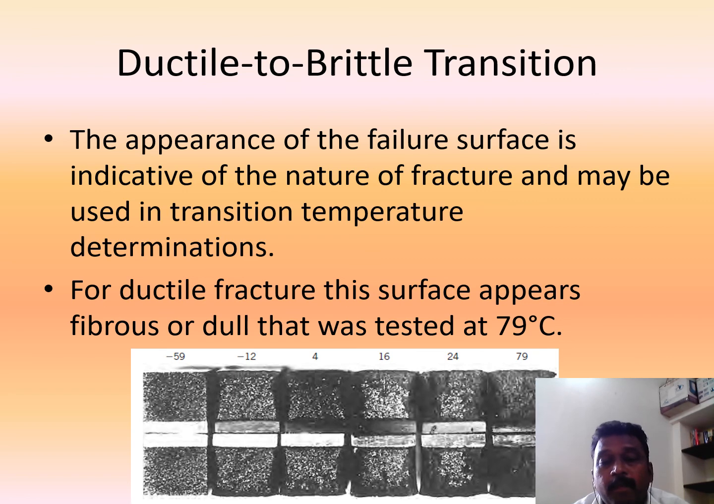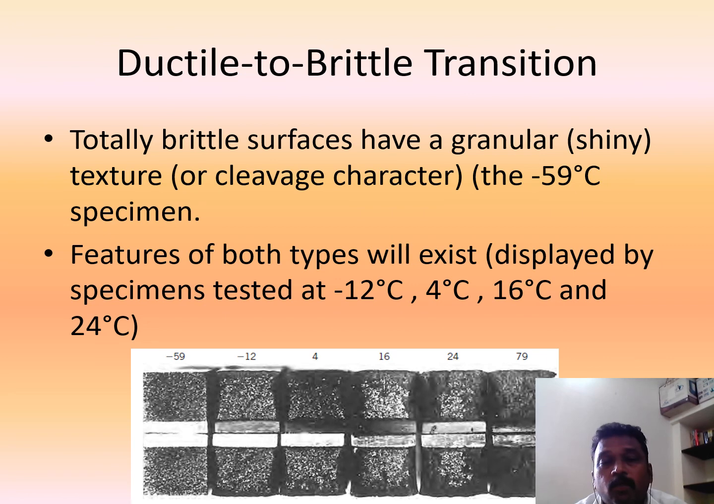You can see the appearance of the fracture surface at 79 degrees Celsius, 24 degrees Celsius, 16 degrees, 4 degrees, minus 12 degrees Celsius and minus 59 degrees Celsius. At 79 degrees Celsius, this appears as a ductile fracture, the original fracture surface of Izod. Whereas you can see a totally brittle surface, that is, the surface will be granular or shiny in nature, at minus 59. You can see the difference in surface. This one is dull, whereas you can see the surfaces are shiny or polished.